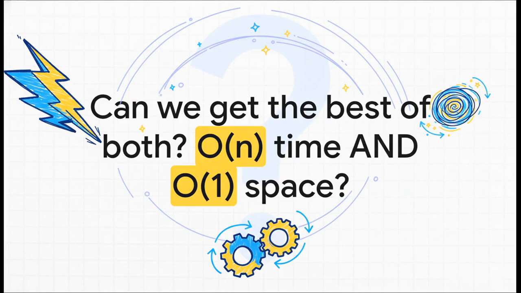But what if we didn't have to choose? What if we could have our cake and eat it too? Could we get that super fast single pass time and the amazing memory efficiency of using almost no extra space? Yes, we can. This is where the magic really begins.